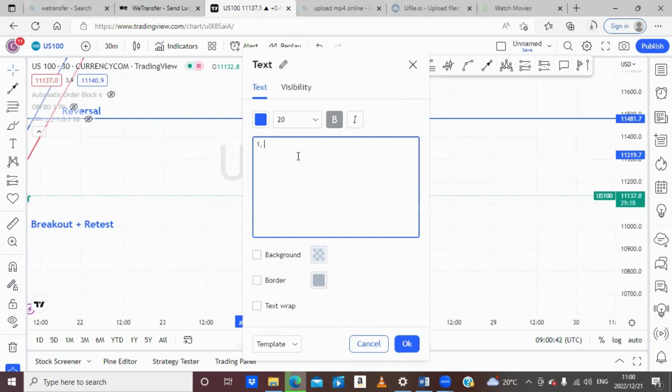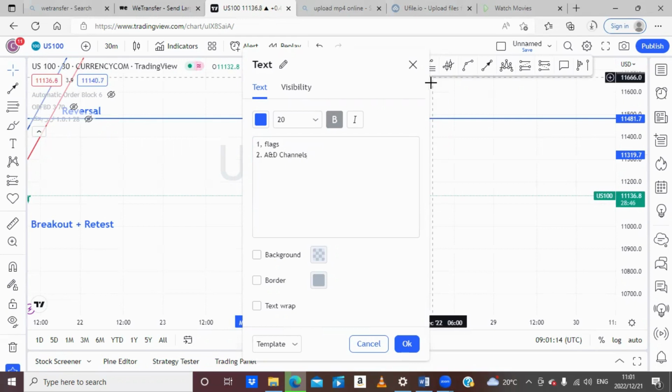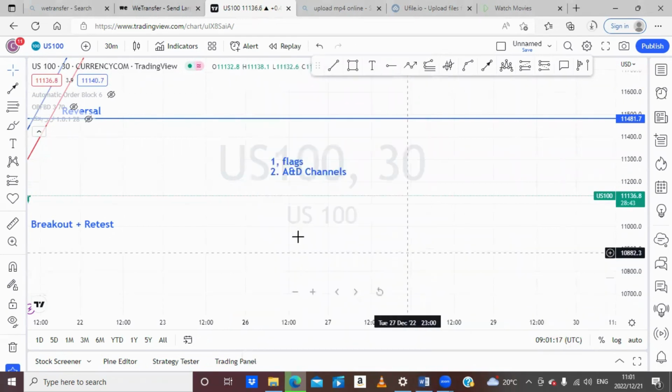I'll first be teaching us about the flags, or basically they're just ascending and descending. Understand? So it's more of ascending and descending channels. Yeah, that's what I'll be teaching you guys today.